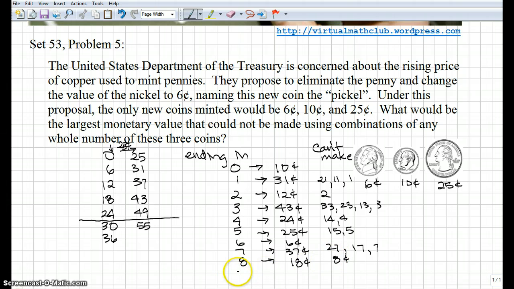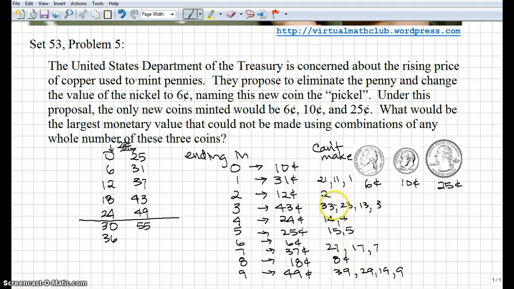Alright. And then 9, that'll be our last one because that's our last unit digit. And the first one that we can make ending in a 9 is 49 cents. So we can make 49 cents by taking 4 pickles and a quarter. Okay, 4 times 6 plus 25 gives us the 49 cents. But we can't make 39, we can't make 29, we can't make 19, and we can't make 9.